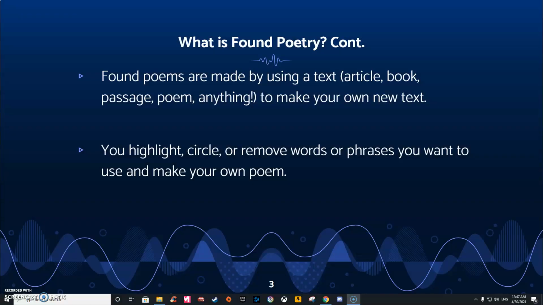But again, we're using one text to make our own new text. Again, we can look at articles, we can use a book, we can use a page out of a book, use a passage. Again, we can use a poem to make another poem, literally anything. So what we do is we highlight, circle, or remove words or phrases we want to use, and we make our own poem out of it. We'll look at it step by step, but it's really, really simple and really fun.